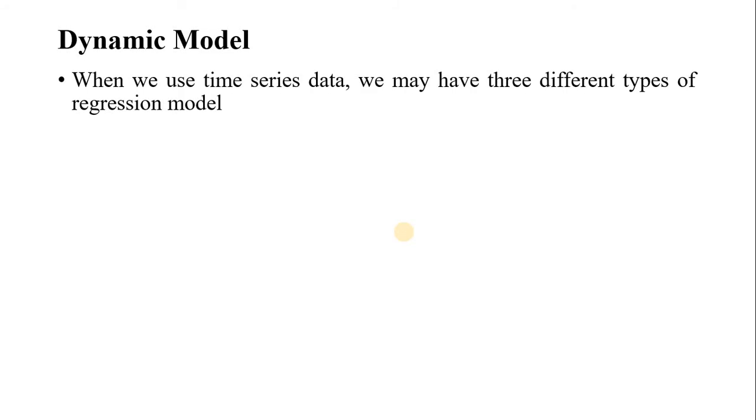So for this dynamic model, if you use time series data, you know what a time series data is. A time series data is data which is ordered on the basis of time. That means you have yearly data, or monthly data, weekly data, daily data. These are all certain kinds of time series data.